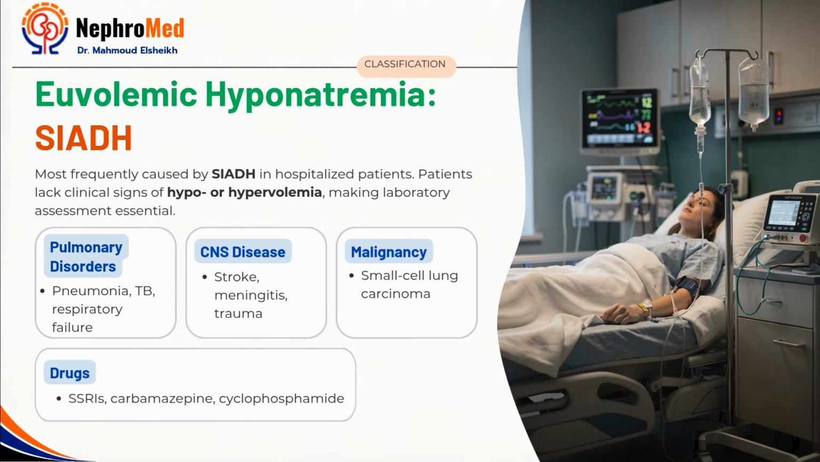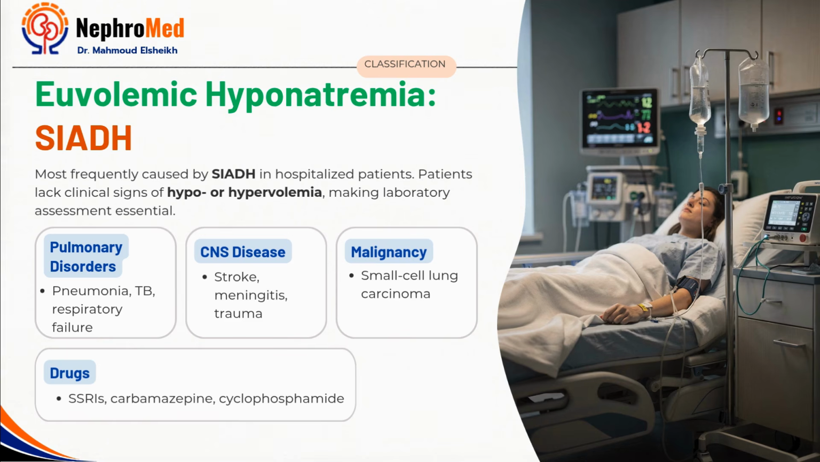Now, clinically, these patients usually appear euvolemic. They don't typically have obvious signs of hypovolemia or hypervolemia on physical examination. And that's why lab assessment becomes extremely important. There are many triggers for SIADH. Pulmonary disorders, or classic causes, include pneumonia, TB, and respiratory failure. Central nervous system disorders are another major category, such as stroke, meningitis, trauma, or intracranial pathology. Malignancy is also important, especially small cell lung carcinoma, which can ectopically produce AVP. And of course, medications are a huge contributor. Common offenders like SSRIs, carbamazepine, and cyclophosphamide.